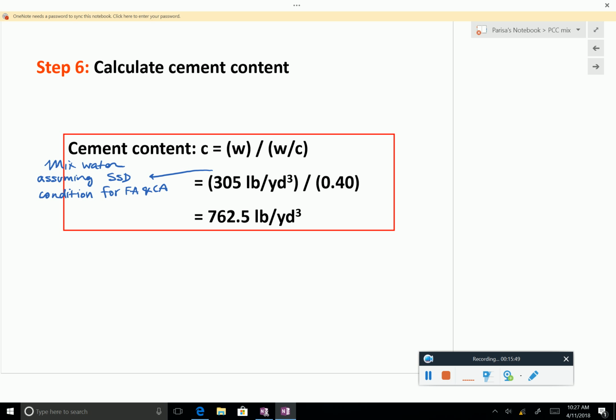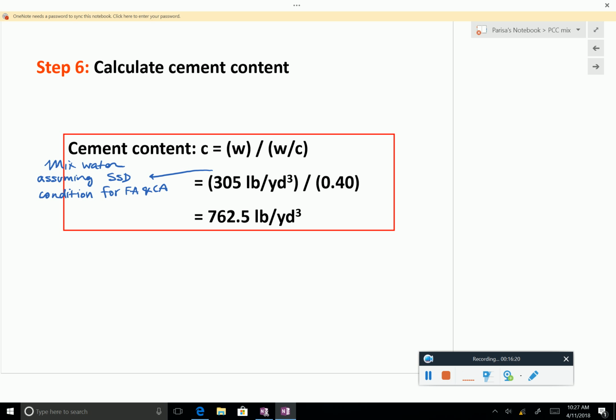We know how much cement. Why do I say pound per cubic yard? Do you remember still from last time? What is this cubic yard in the denominator? We designed everything for 1 unit volume of concrete, and we chose it to be 1 cubic yard.